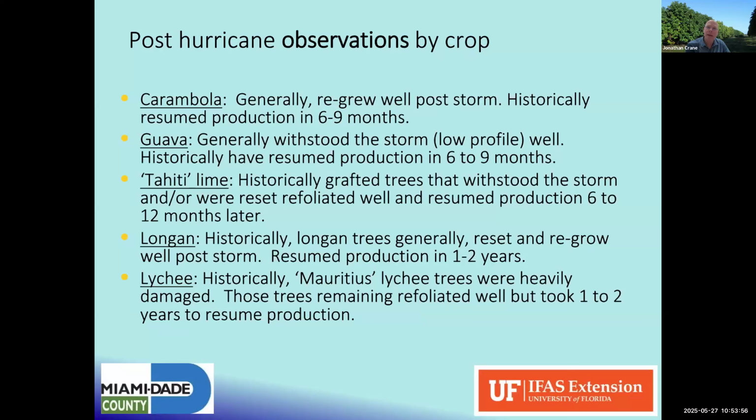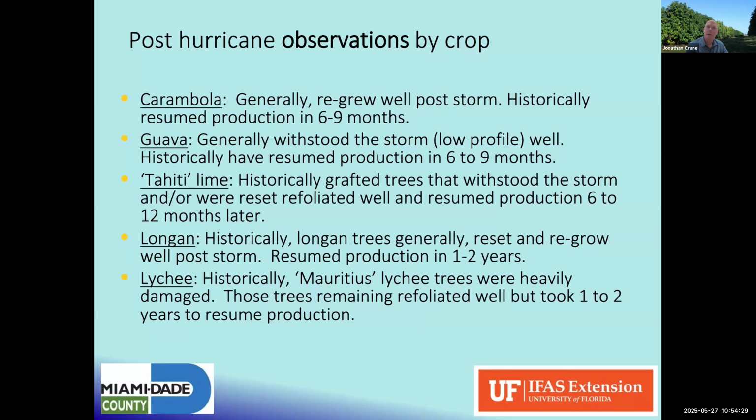Carambola, in general, regrew quite well after the storm and actually flowered and set a fruit crop. So they recovered quite well. Guava, if they were of low profile, generally recovered quite well and got back into production quite quickly. The limes, historically, the grafted trees, withstood the storm and came back and resumed production, but not the air layer trees, because they were gone.